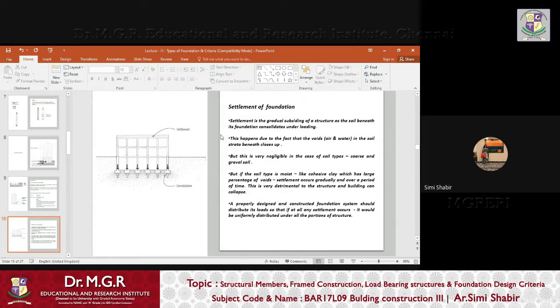So this is very negligible in the case of soil types like coarse and gravel soil. But if the soil type is moist, like cohesive clay, which has a large percentage of voids, then settlement occurs gradually and over a period of time. So this is very detrimental and serious to the structure, and the building can eventually collapse. A properly designed and constructed foundation system should distribute its load in such a way that even if a settlement occurs, it would be uniformly distributed, and what we get to see is a uniform settlement, which is actually not detrimental.